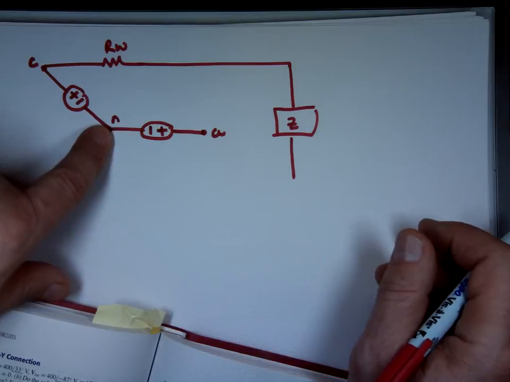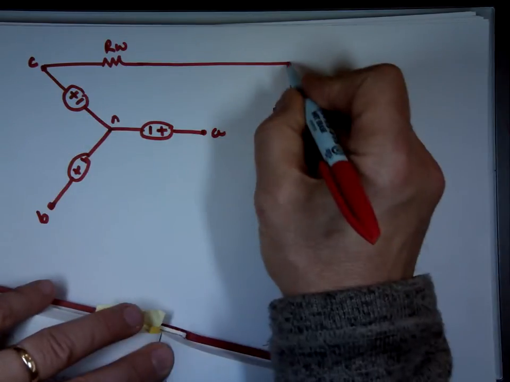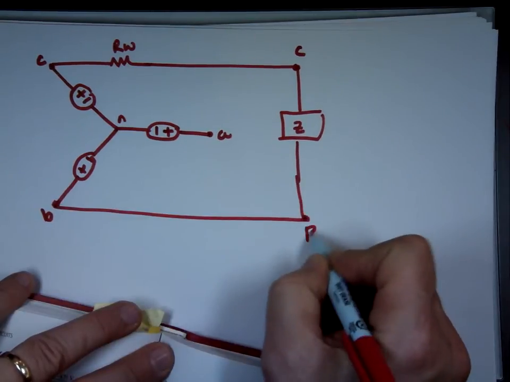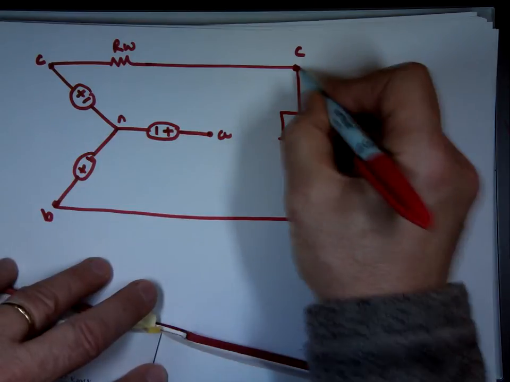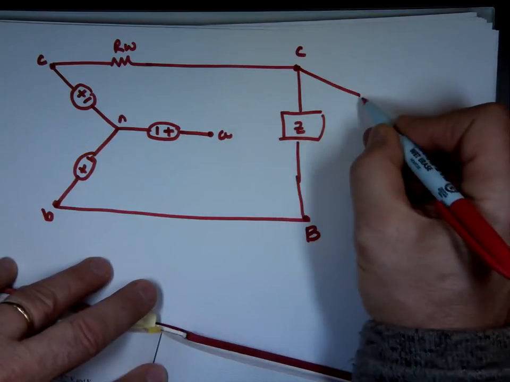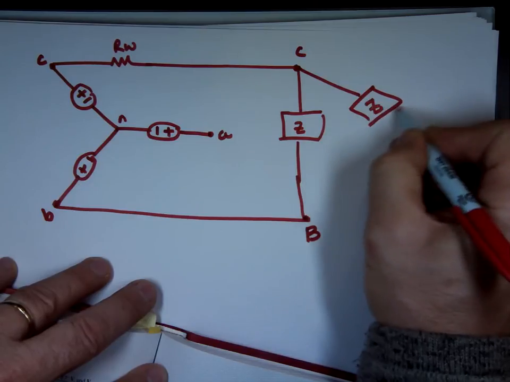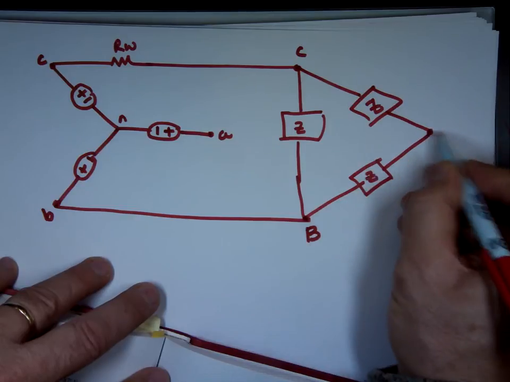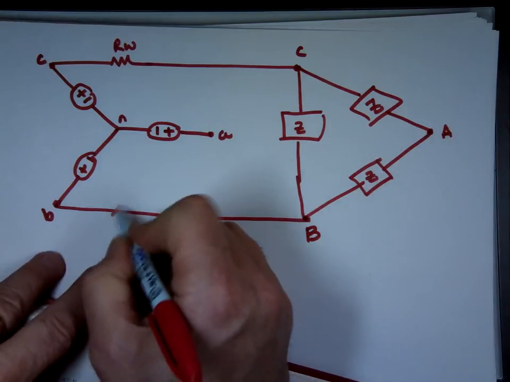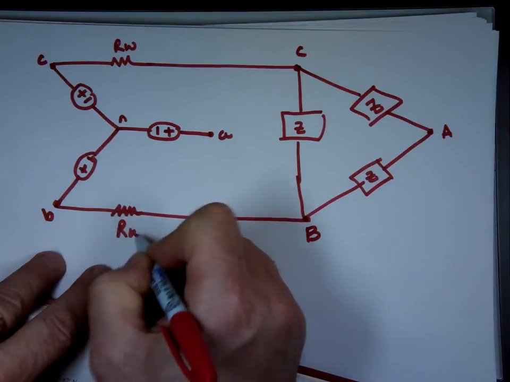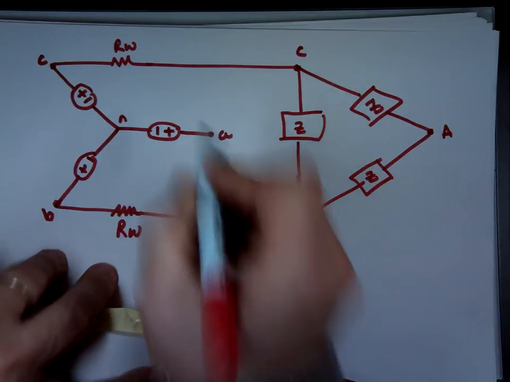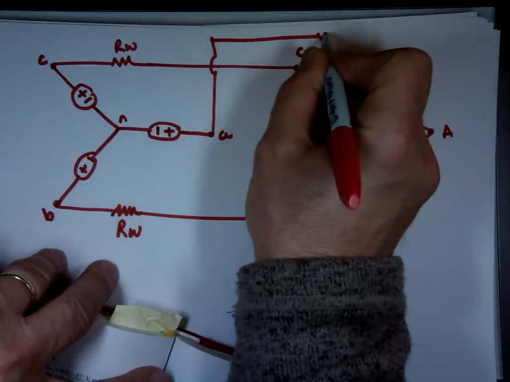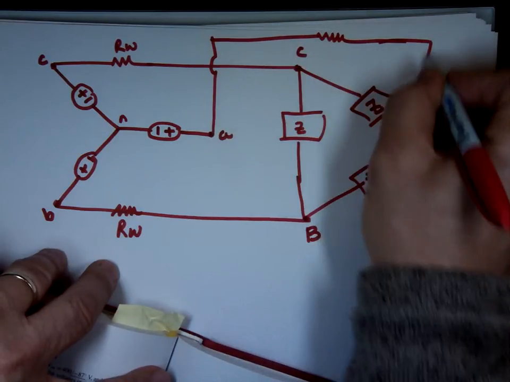So this is C. This is B. And this is A. I forgot to stick a wire here, resistor, RW. And now we're going to go to the top here, that's the A. RW.